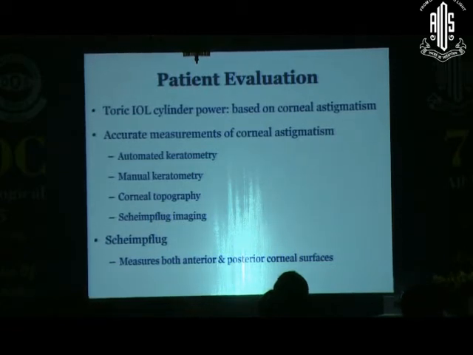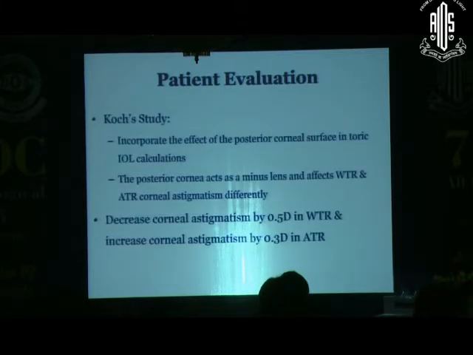The toricity of the IOL is based on the corneal astigmatism, and we have to measure the corneal astigmatism accurately, and these are the instruments that are used for measuring the astigmatism. However, the keratometric astigmatism is the one that we all rely on. And Koch's postulates are that they have thought of the posterior surface of the cornea also, and the toricity, if it's there in the posterior surface of the cornea, then you have to decrease the corneal astigmatism by 0.5 diopters in with-the-rule astigmatism, and increase corneal astigmatism by 0.3 diopters, and they found that the results were quite good.